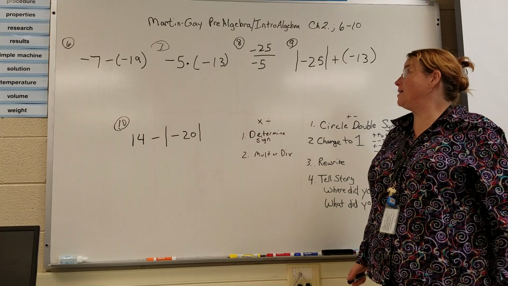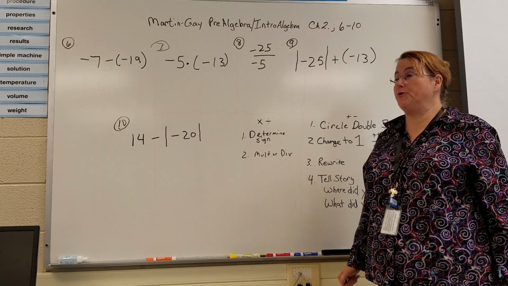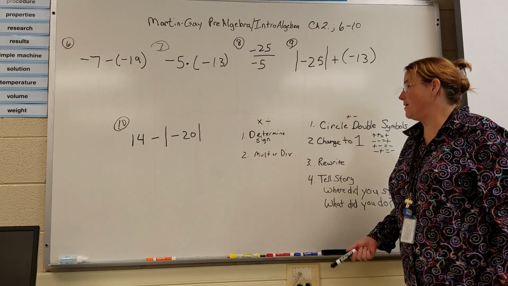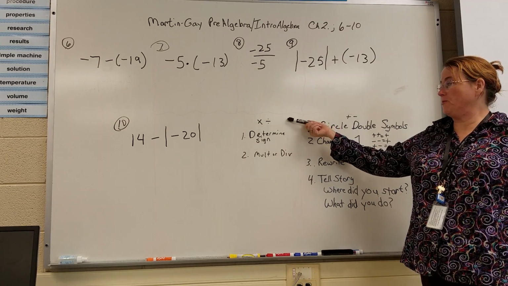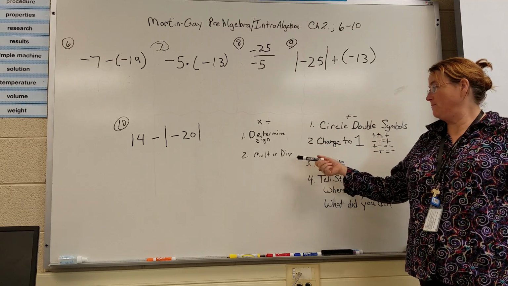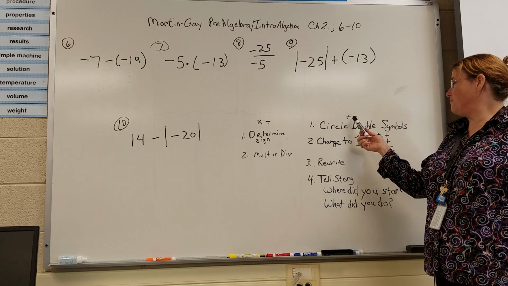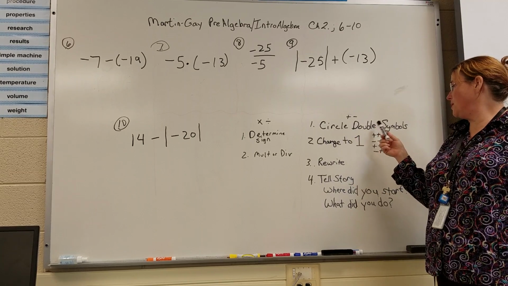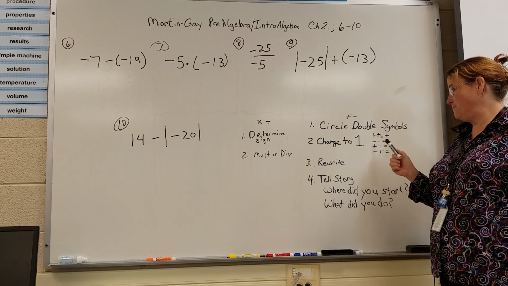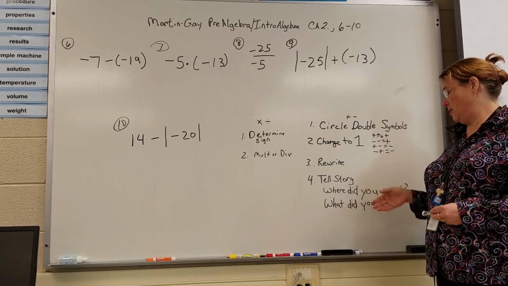This is Martin Gay's Prealgebra, Introductory Algebra, Chapter 2, questions 6 through 10. And just a reminder that the rules for multiplication and division are you determine the sign and then you multiply or divide. And for addition and subtraction, you circle the double symbols, you change to one sign using this same pattern, you rewrite it, and you tell the story.